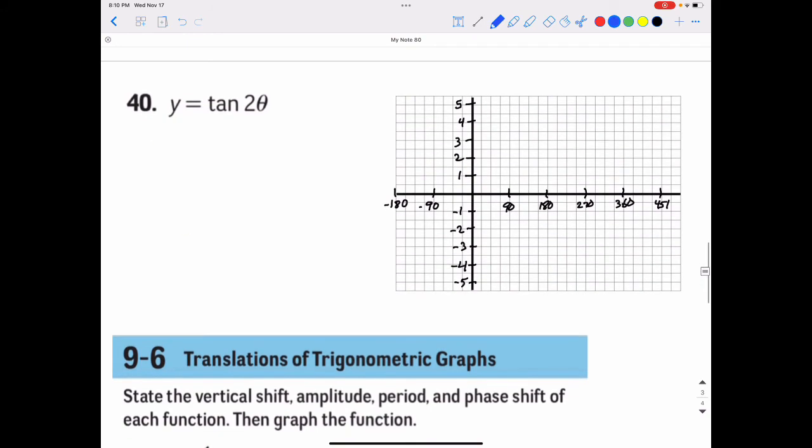40 is we're going to graph y equals tangent of 2 theta. Again, there is no amplitude, even though the a value is 1. It does not stand for amplitude, so no amplitude. It is a tangent function, so the period is going to be 180 this time, divided by the b value of 2. So we have a period of 90 degrees.